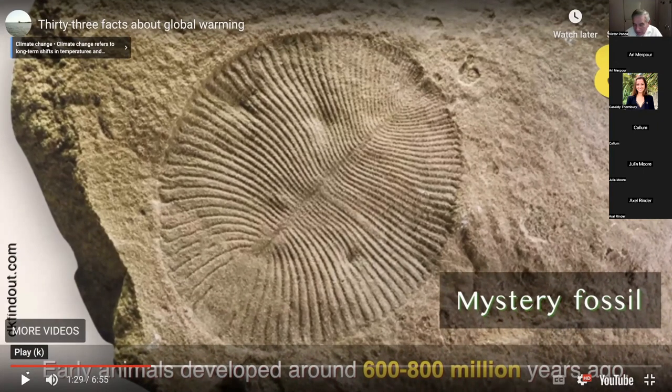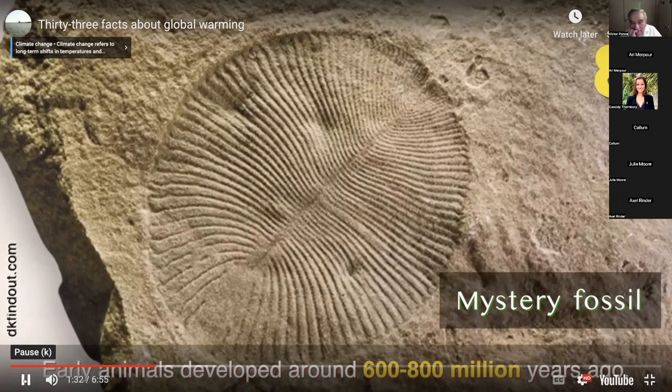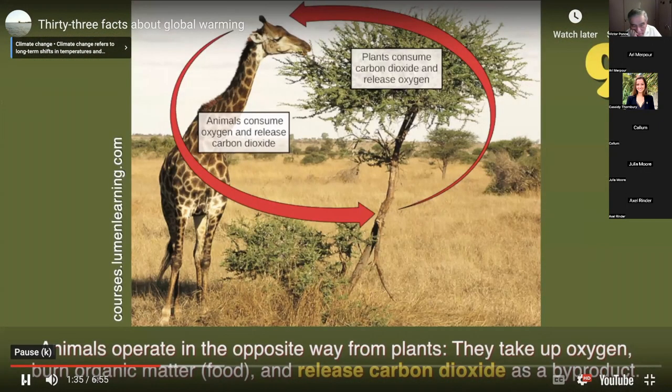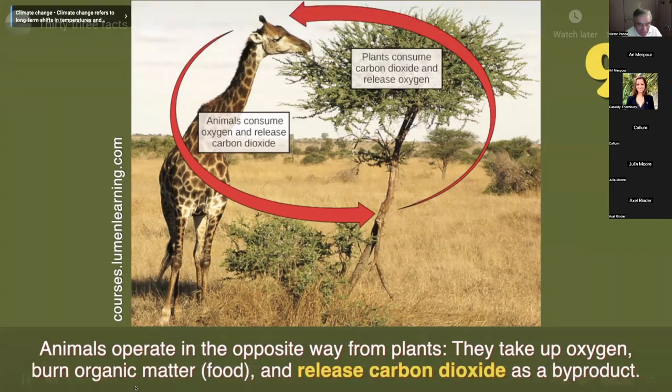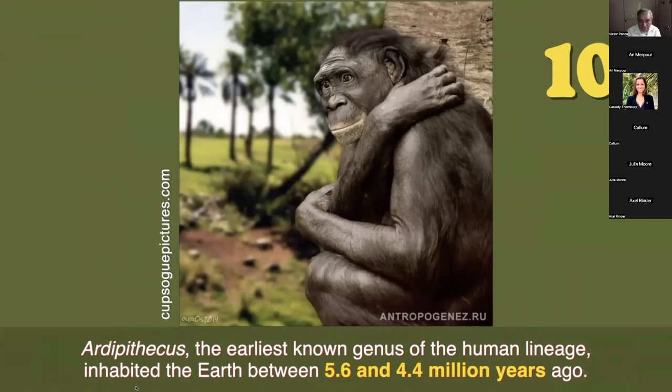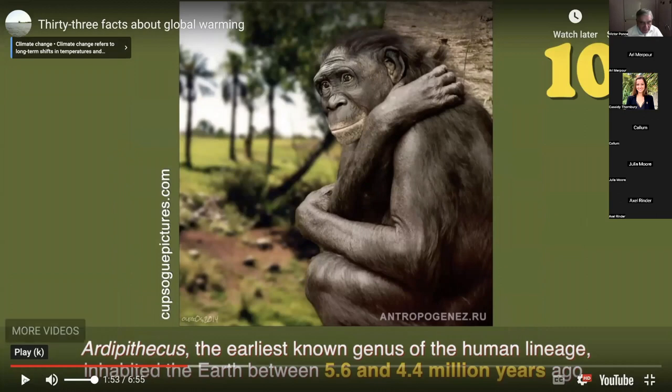Early animals developed around 600 to 800 million years ago. And this is a mystery fossil. People really have studied this. They don't know exactly what it is, but it is a fossil recorded on the rocks. Ardipithecus, 5.6 to 4.4 million years ago.